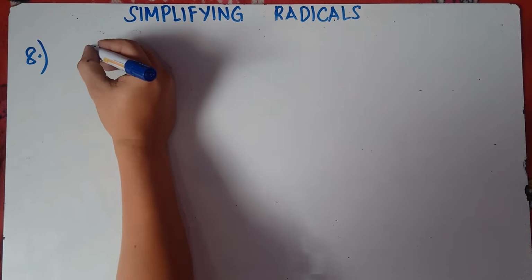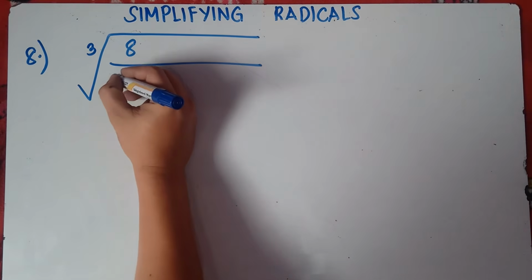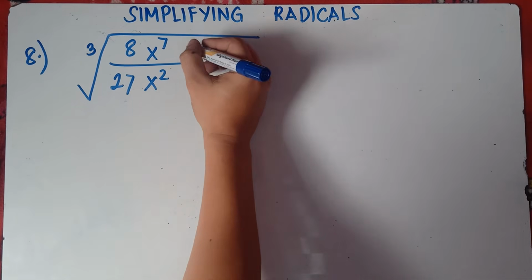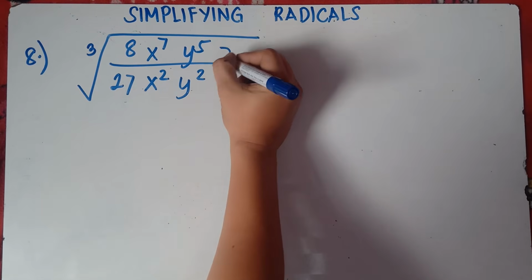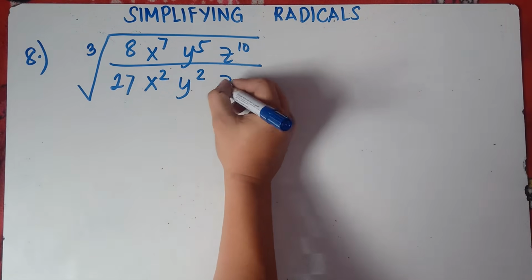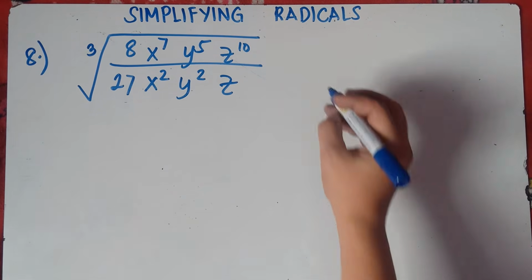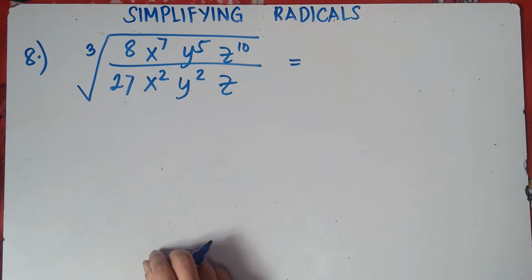Example number 8. What if we have the cube root of 8 over 27, x raised to the power of 7, x squared, y raised to the power of 5, y raised to the power of 2, z raised to the power of 10, and z. Alright, so in this scenario, class, can we divide 8 by 27? Nope. We cannot divide 8 by 27. So the thing that we will do is we'll just simply copy 8 over 27.